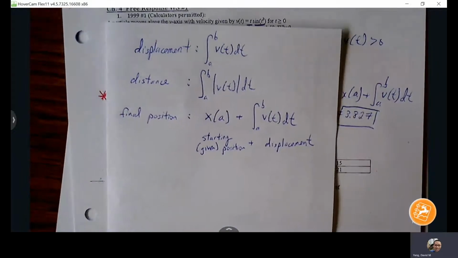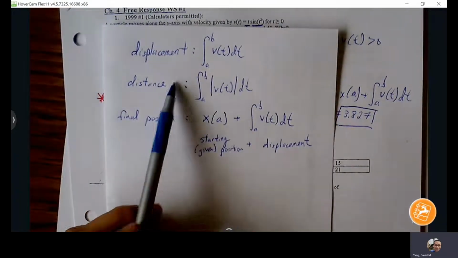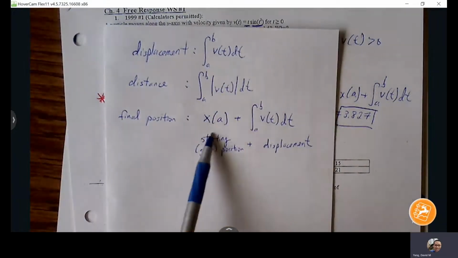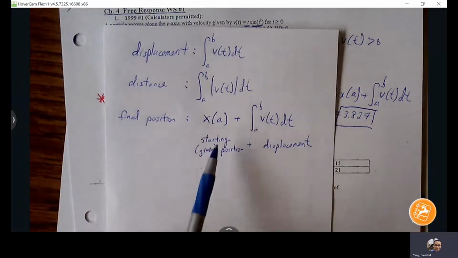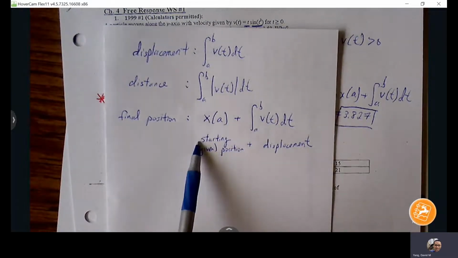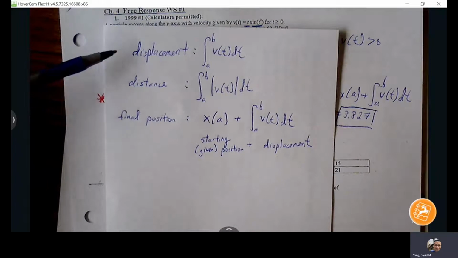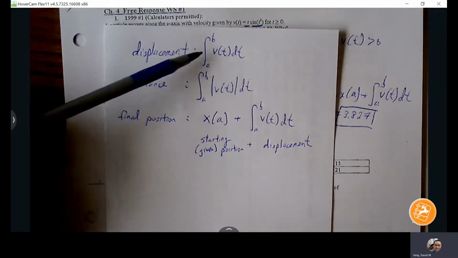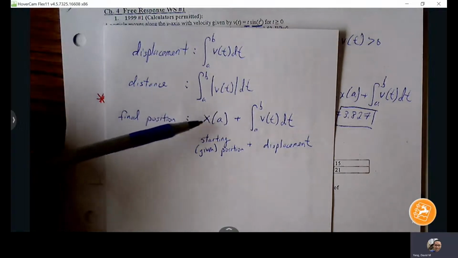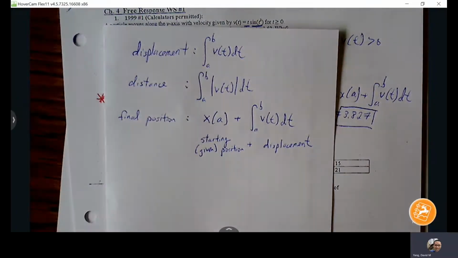The reason I bring this up is that sometimes if I ask for displacement, students want to add that starting point, or if I ask for distance, students want to add that starting point as well. So make sure you are clear about the distinguishing feature so you're not confused about when to add the starting position versus when not to.